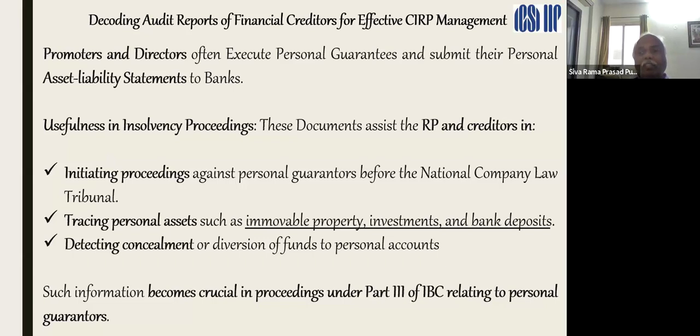Usefulness in insolvency: these documents assist the RP and creditors in initiating proceedings against the personal guarantor before NCLT, and in tracing the personal assets, immovable property, investments, bank deposits. Some people mention, I'm having securities this much. First, you get the demat account statement, and see how many securities, shares are still there. It also helps in detecting concealment or diversion of funds to personal accounts. Such information becomes crucial in proceedings under Part 3 of the IBC relating to personal guarantees.